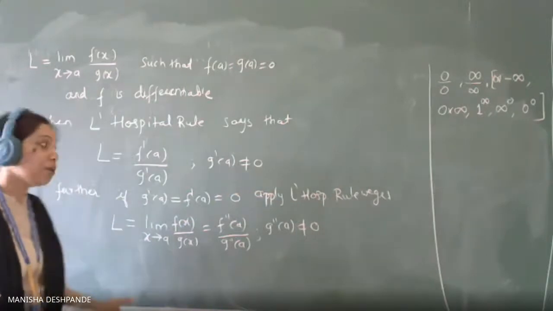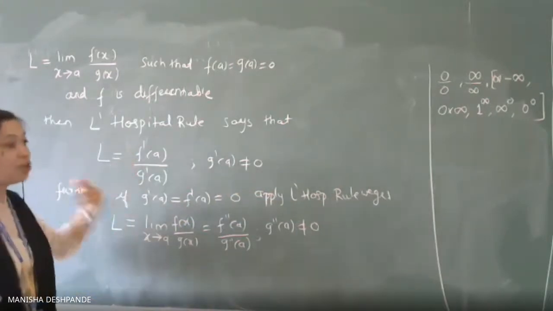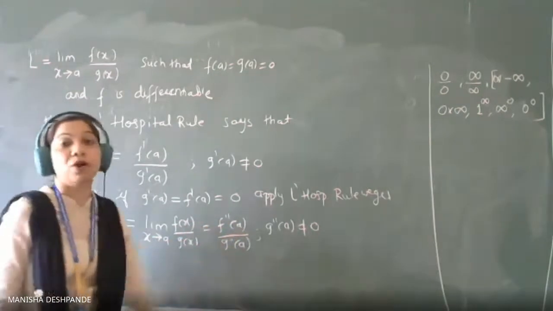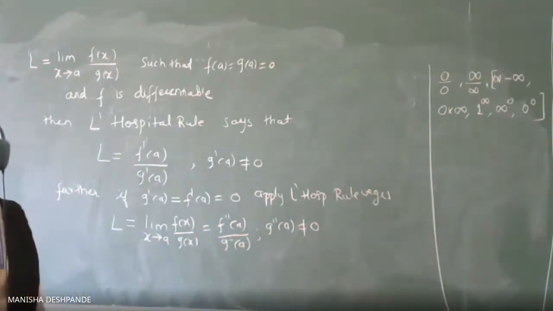They'll ask you the second question. Further, if f dash and g dash are also 0, then what's the value of the limit? So the answer is f double dash of a upon g double dash of a. Is it okay?